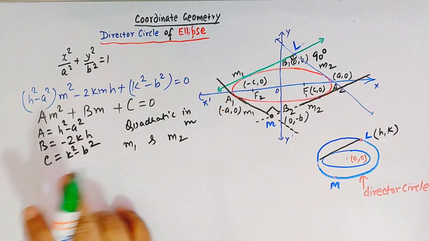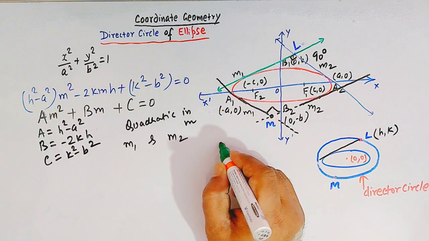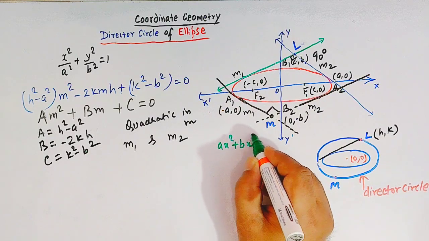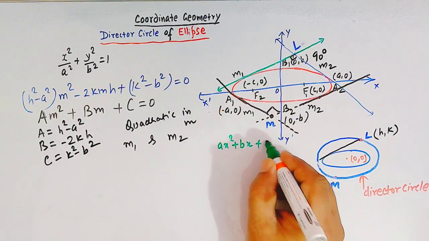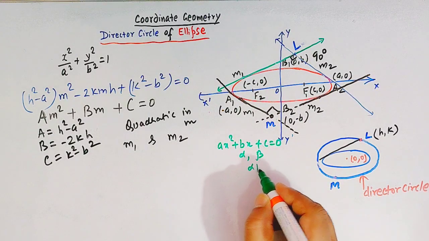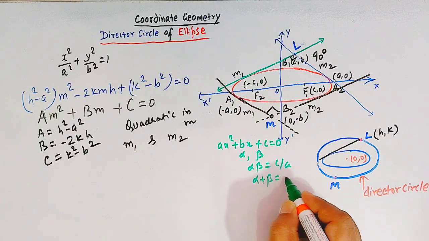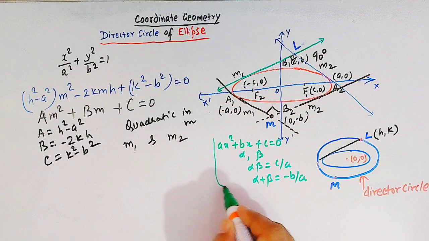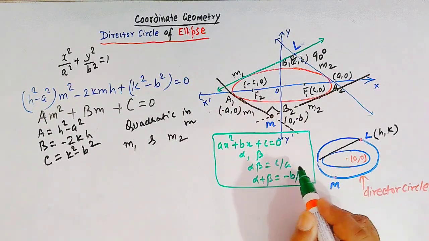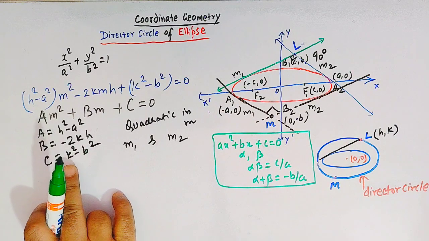Here let us quickly revise a concept from quadratic equations. In quadratic equations we have seen that if we have an equation of the type ax square plus bx plus c is equal to 0, and it has two roots alpha and beta, then the product of the roots is given by c over a, and the sum of the roots is given by minus b over a. This is the concept which we have learned in our previous classes. So here I will use this concept.